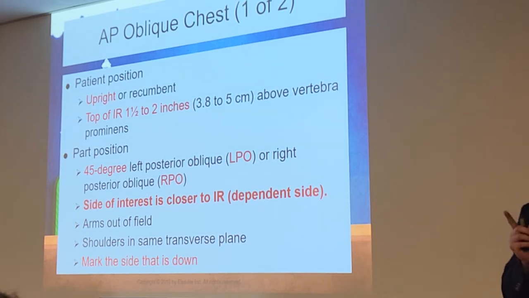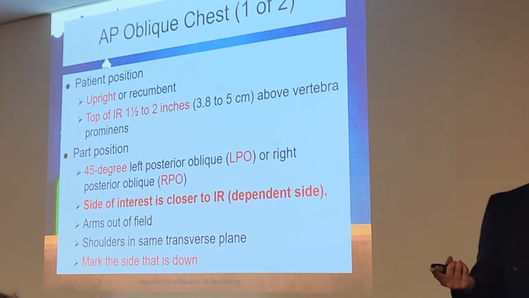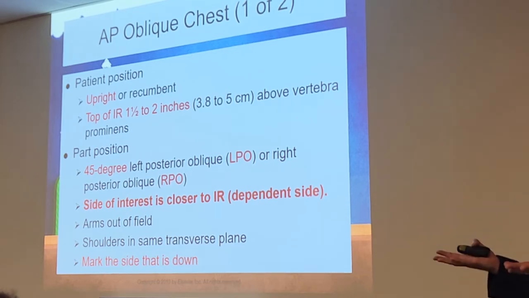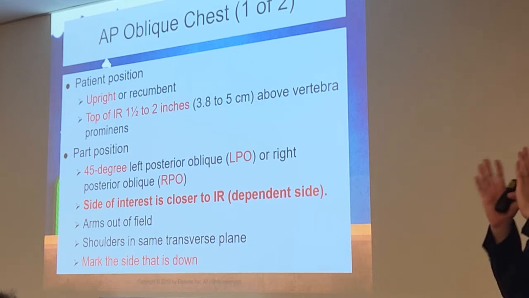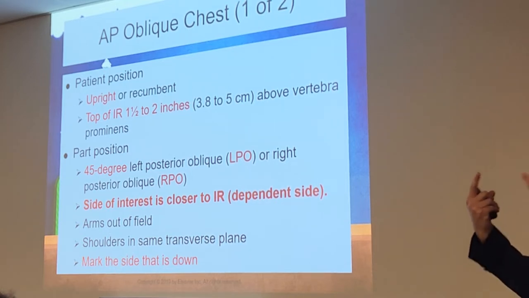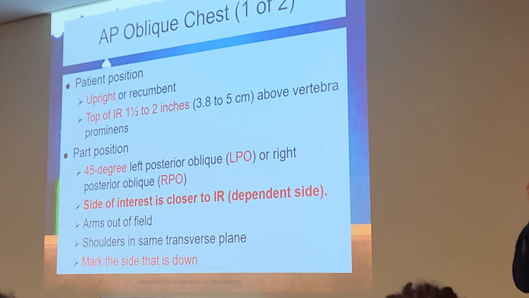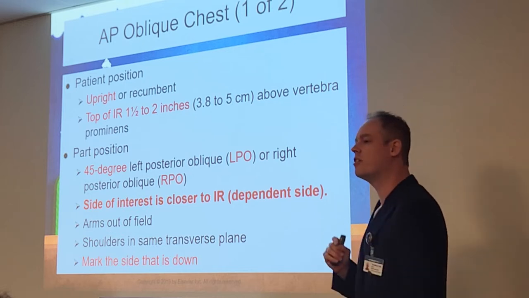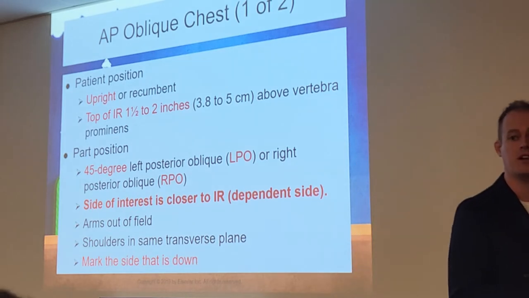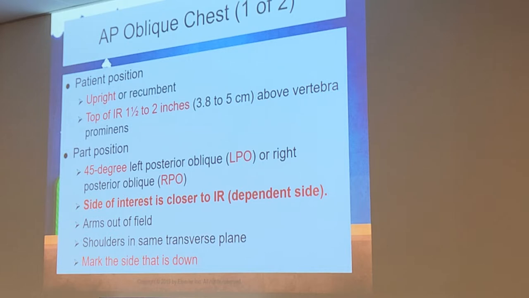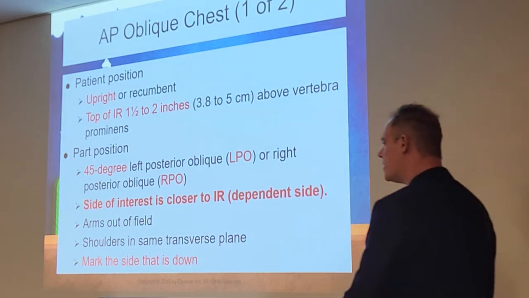Now, we always, once again, mark the side that's down. So if I'm in an RPO, what marker am I going to use? Right, because we're looking at the right lung and the right side's down. LPO, left marker. Now, remember for the PA obliques, even though we're looking at the opposite lung, we're looking at the upside, we're still marking that side down. So for an REO, still right marker, LEO, still left marker. No matter what you're doing with obliques, the side that is touching the IR is the marker that you will use. It's going to be very important because we need that to identify which oblique we're looking at when we look at a radiograph as well. It's going to help us out. Do keep that in mind.